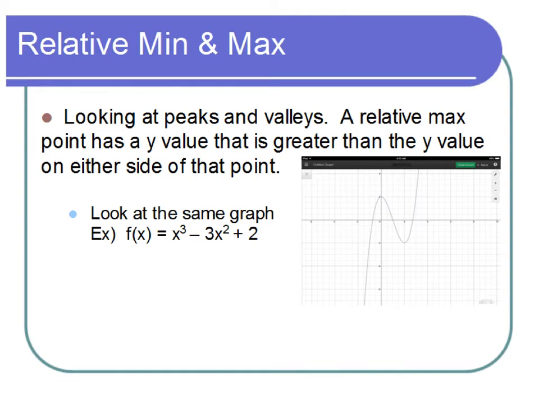All right, so we're going to find the min and max. And this is a nice textbook definition here. It says a relative max point has a y value that's greater than the y value on either side. So what they're saying is this point right here is higher than the point on either side of it. That makes it a peak, or makes it a max.